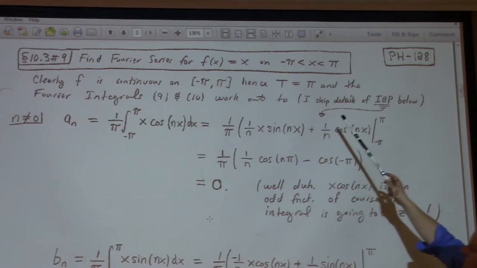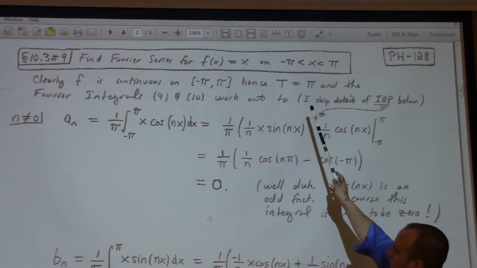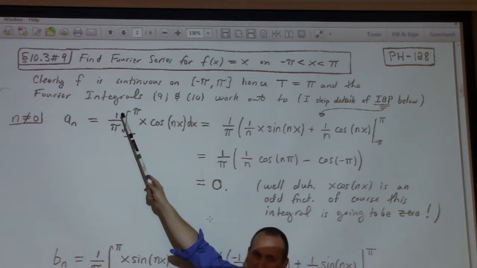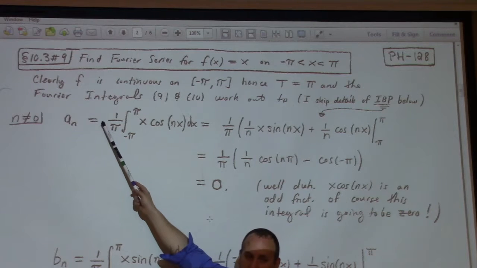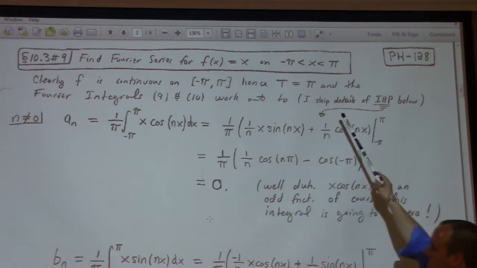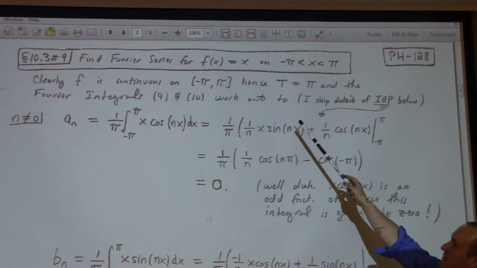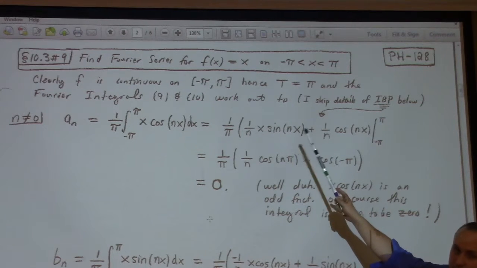F of x equals x on minus pi to pi. So it turns out one of the differences is I had like a 2 over L. Now it's just 1 over L, where we're going from minus L to L, L being pi. Anyway, you do that, you get 0. The reason for that is because x is odd, so it only needs sines in its Fourier expansion.